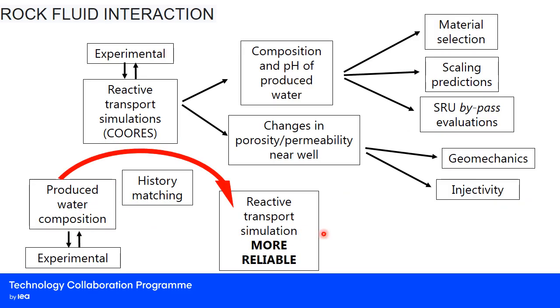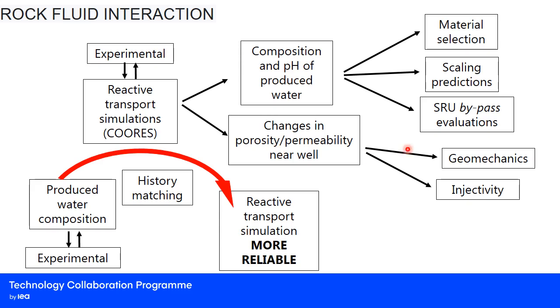To represent the importance of rock-fluid interactions, we have here a little schematic to show where we work and what our results can help to predict. So we have both experimental and simulation works, and everything is connected. Everything that goes to the simulator, the parameters and the reactions, all the understanding that we put in the simulations comes from experimental results. And when we run a simulation, we can be looking for two main things: composition and pH of produced water, and change in porosity and permeability near the well.